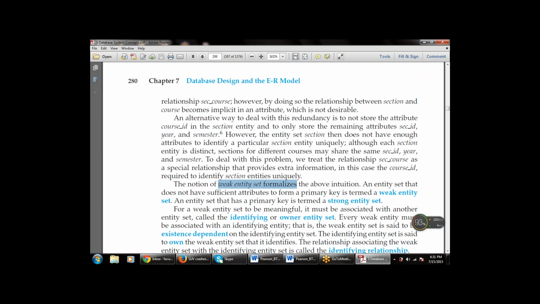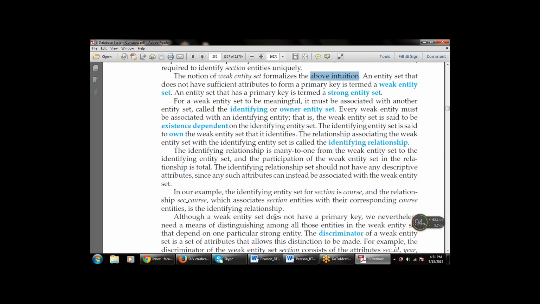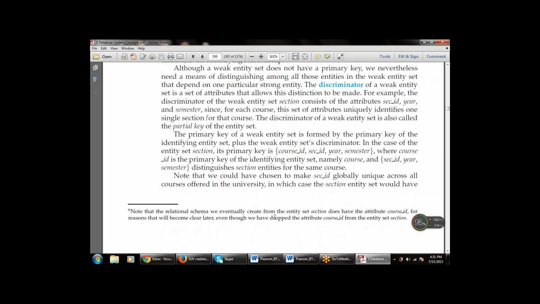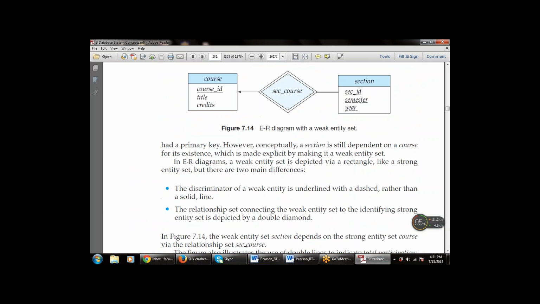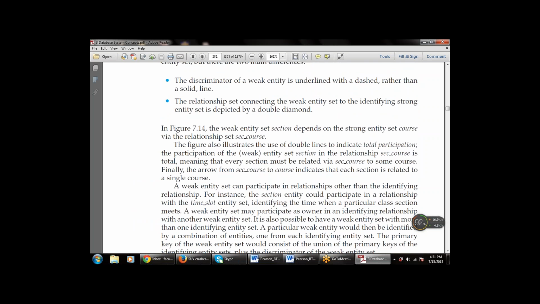Then the notion of the weak entity set is about intuition, that is a weak entity set can be represented with the double lines, and there is also a strong entity set that is available, and this is the weak entity set, that is section course is represented as a weak entity set.